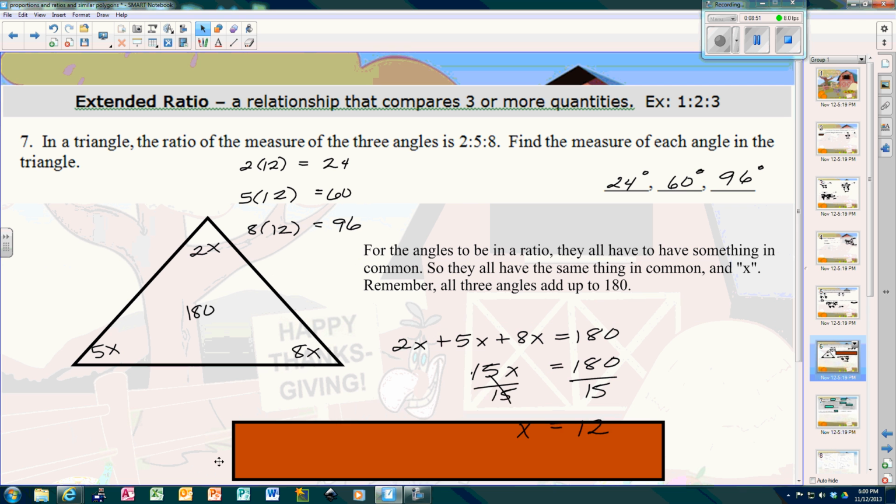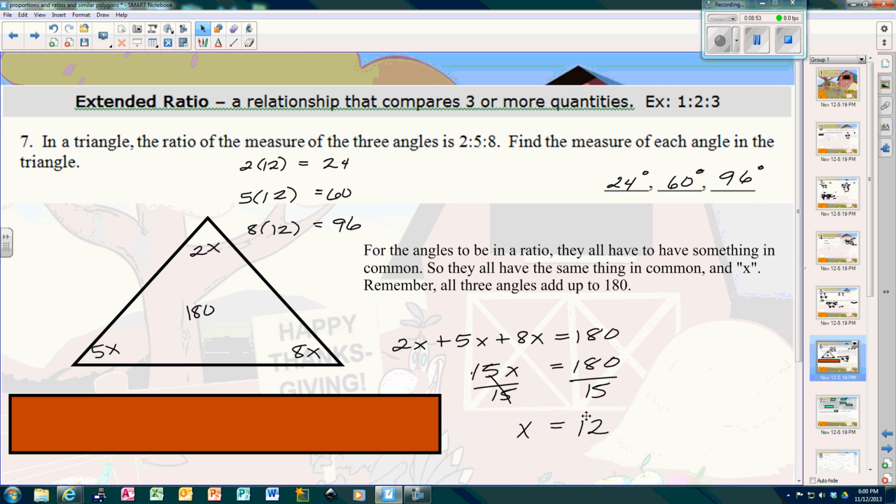So just to remember what I said, for the angles to be in a ratio, they all have to have something in common. So they all have the same thing in common, and that's x. So remember, all 3 angles add up to 180, and there you go.